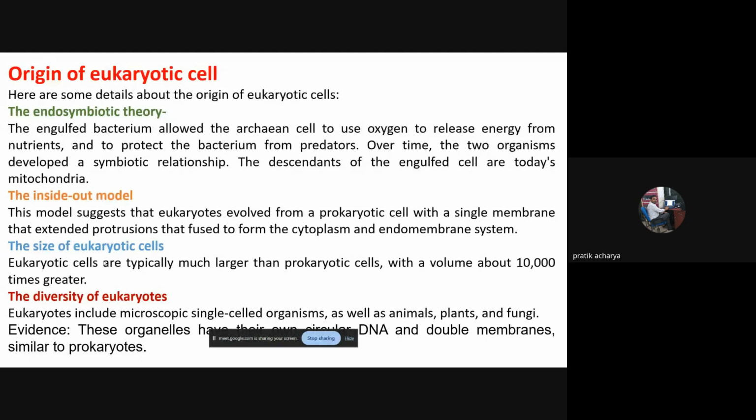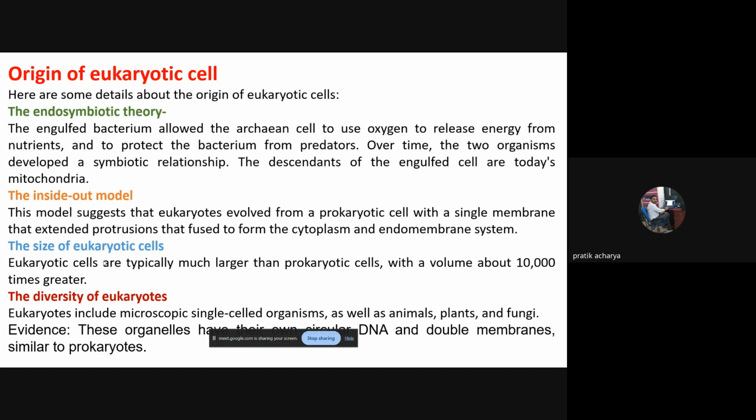So instead of a host cell engulfing another cell, which was in the classic endosymbiosis model we have discussed, the host cell sent out a protrusion. Protrusion means simply the extension. Extension of what? Extension of its membrane to surround and trap bacteria that live on its surface. Okay, inside out model explains this.